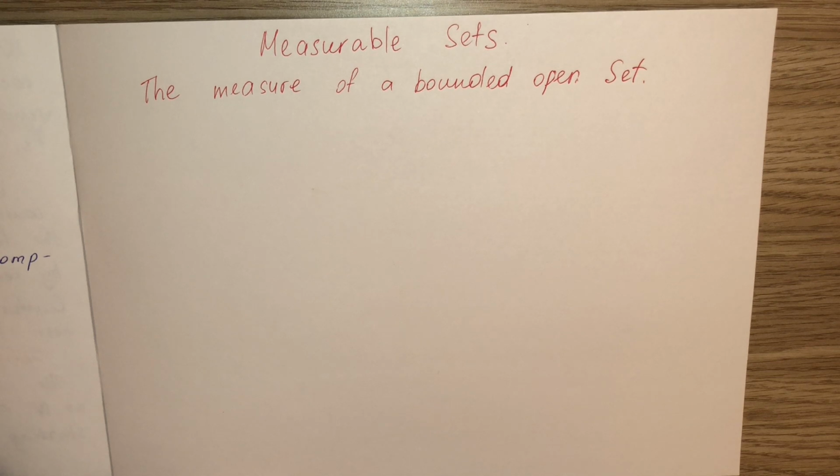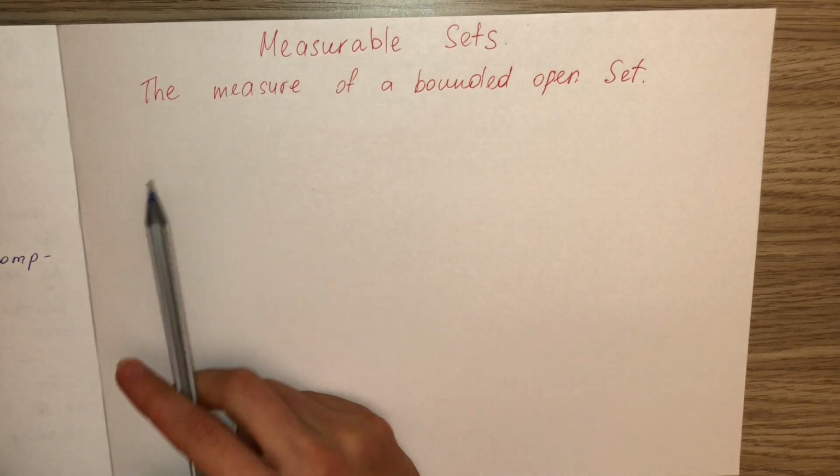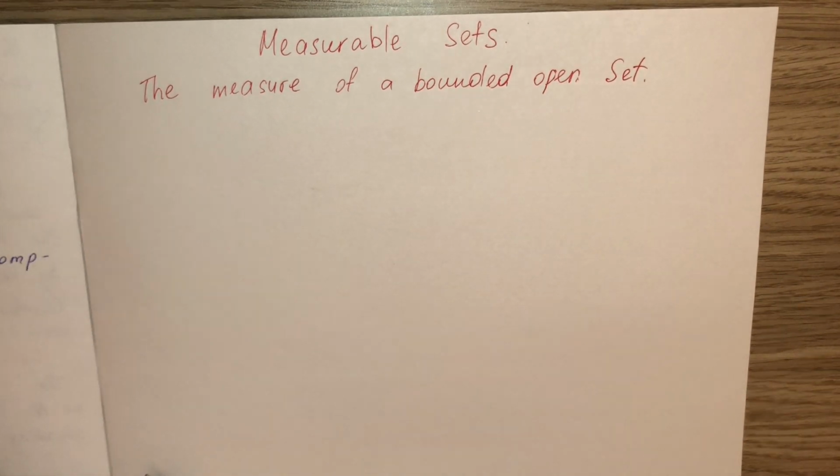In our previous lesson we learned Cantor sets. Today we will start a new chapter, measurable sets, and a subtitle is the measure of a bounded open set. Let's start with the definition.